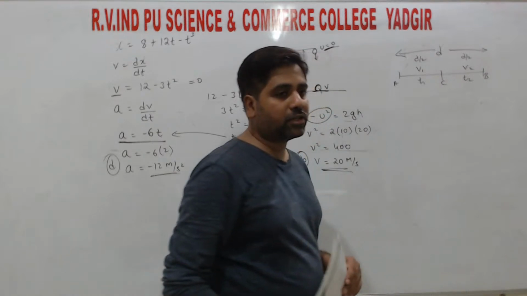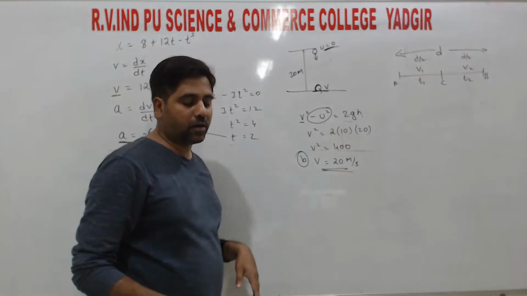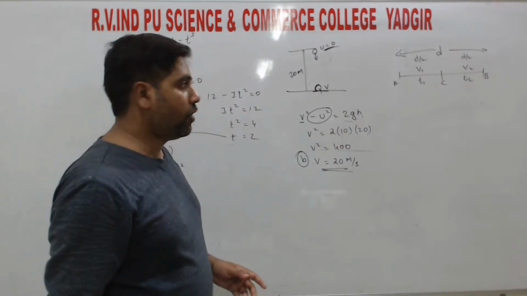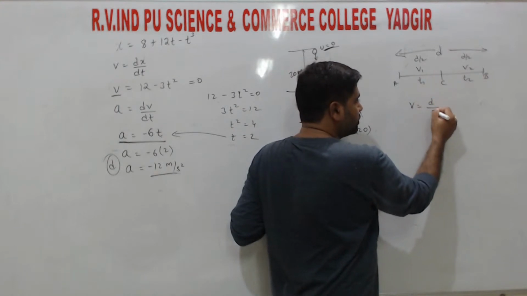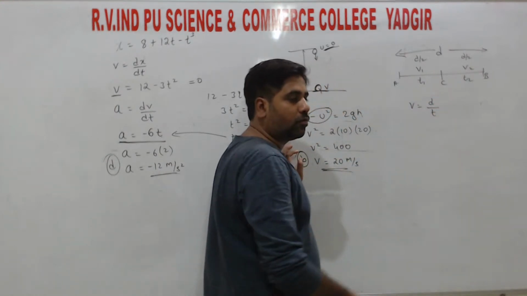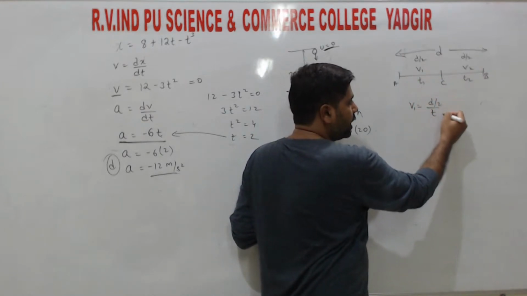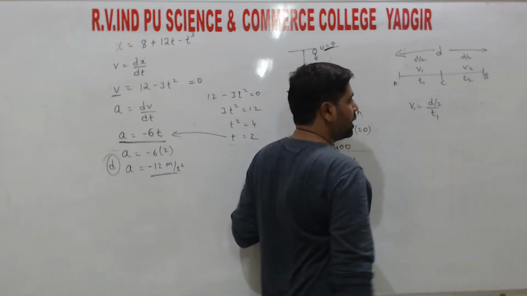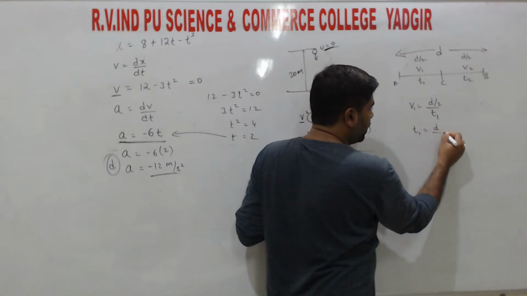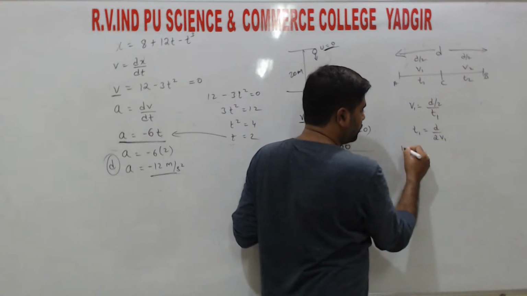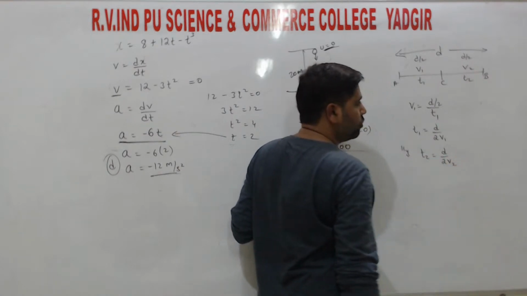So we need to find the average velocity. Average velocity is the displacement by total time taken, so that is in the form of velocity. We know velocity is equal to distance by time taken. So first half distance d by 2 is covered with velocity v1 and time is t1. From this we can write t1 is equal to d by 2v1. Similarly, t2 is equal to d divided by 2v2.